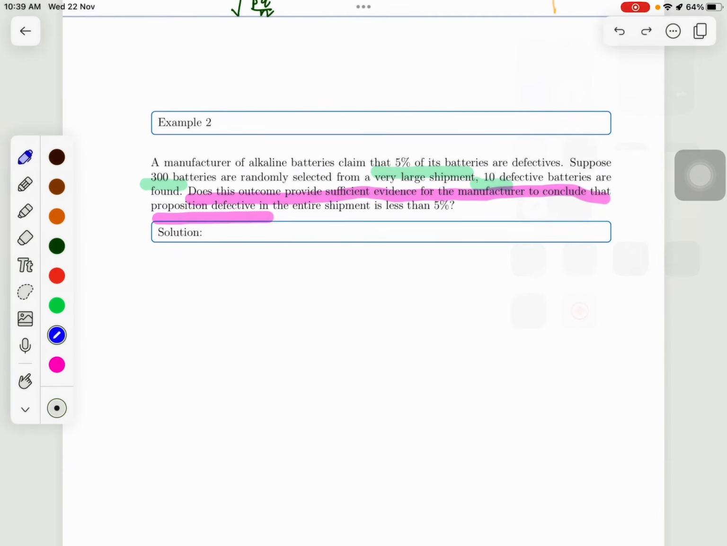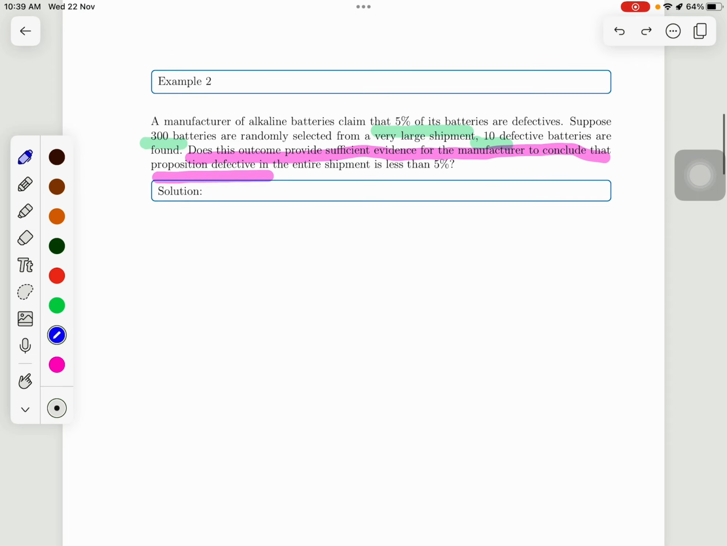Okay, let's continue with example 2. Okay, so let's take out all the information. Our x is, based on this example, 10. Your sample n is 300.